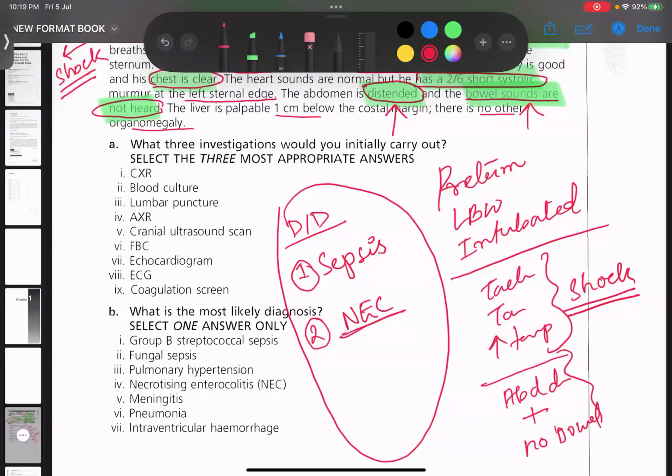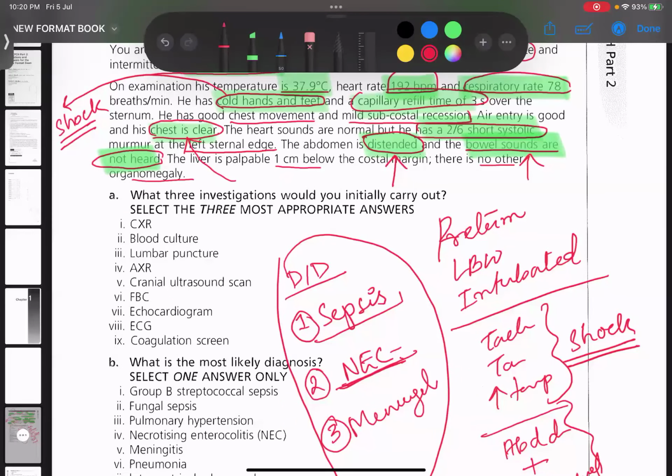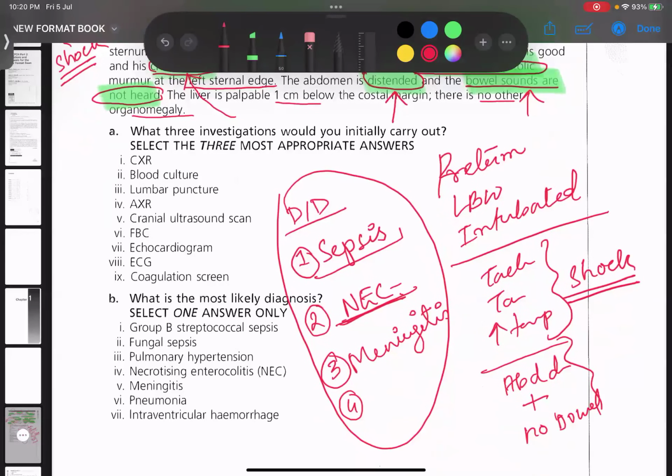What is the third differential you'd like to consider? Ma'am, pneumonia. Because the chest is clear, we are kind of excluding pneumonia here. What else? Meningitis, ma'am. Okay, so we are keeping meningitis in mind. Okay, what else? Congenital heart disease. Yeah, we can keep that as well. Not necessarily that all the points should be there. We're just keeping some things in mind.